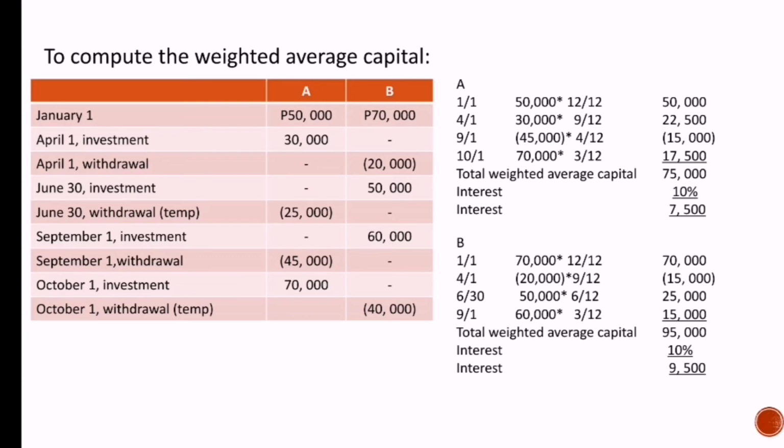Di ba sabi ko pag silent, yung withdrawals, automatic permanent withdrawal yon. So, may nag-silent sa problem. So, dahil permanent withdrawal, i-consider natin siya. So, 9 over 12 na lang kasi April 1 na siya, and so on and so on. So the total weighted average capital is 95,000. And i-times natin sa interest na napag-agrihan nila, which is 10%. So ang interest on weighted average capital ni partner B is 9,500.